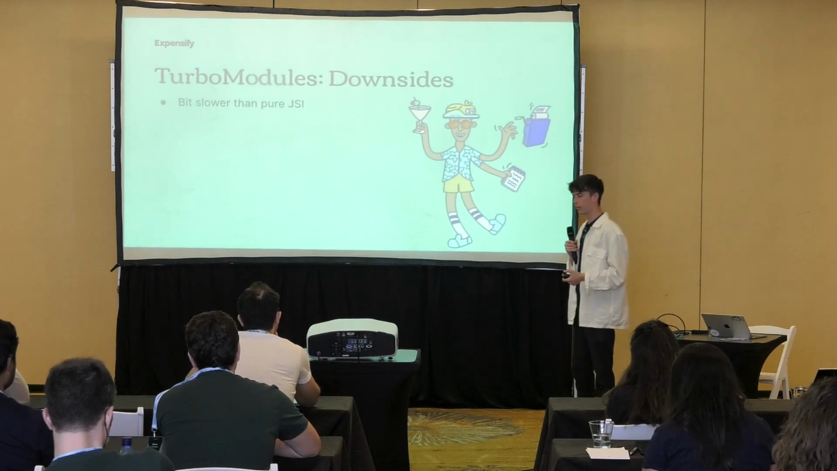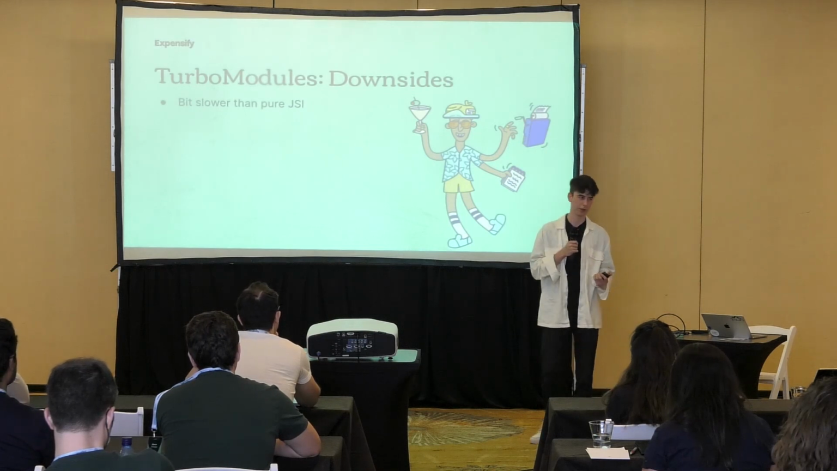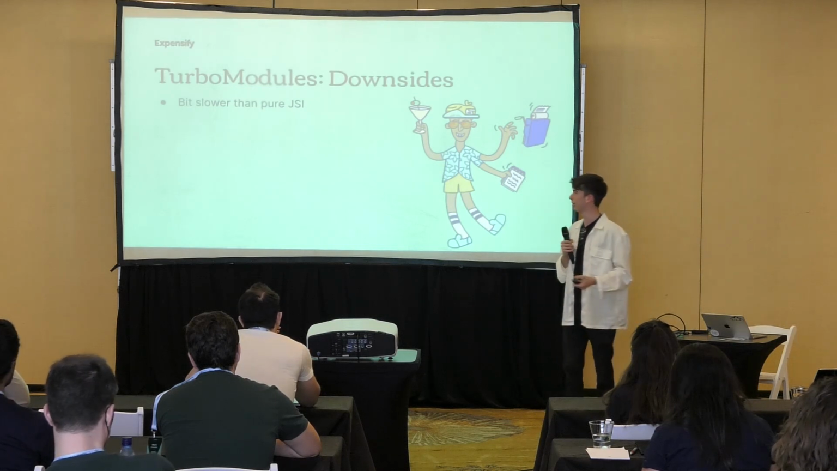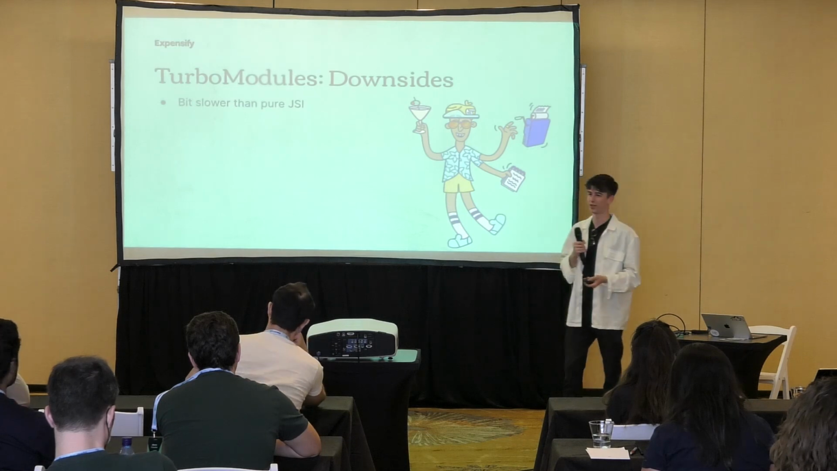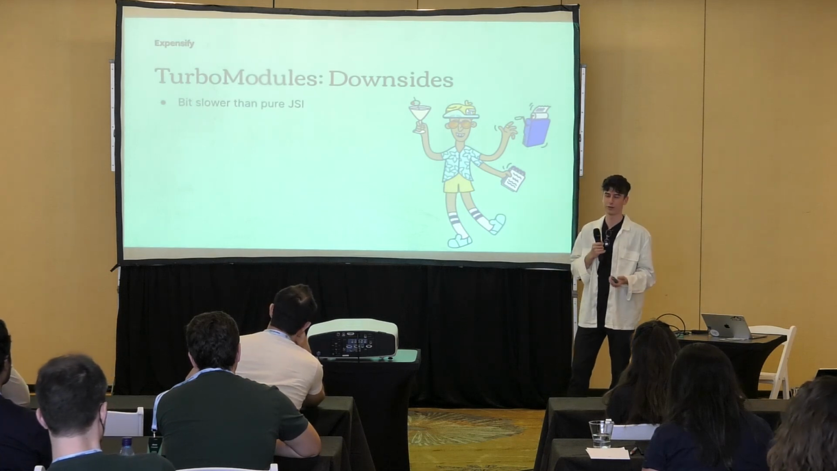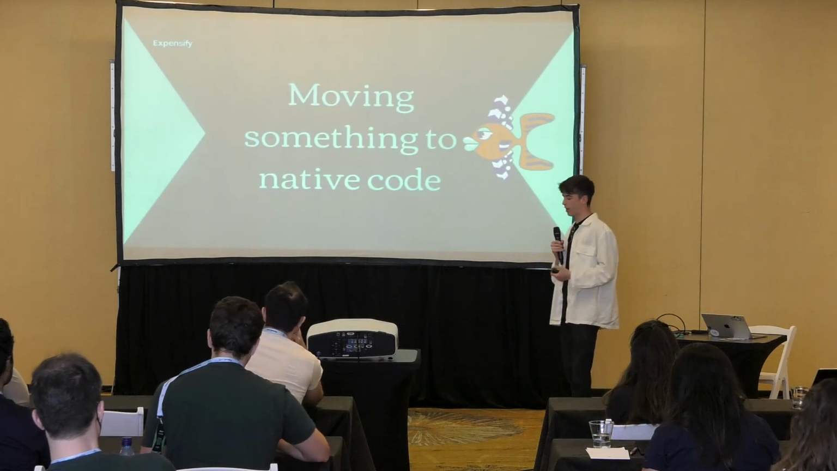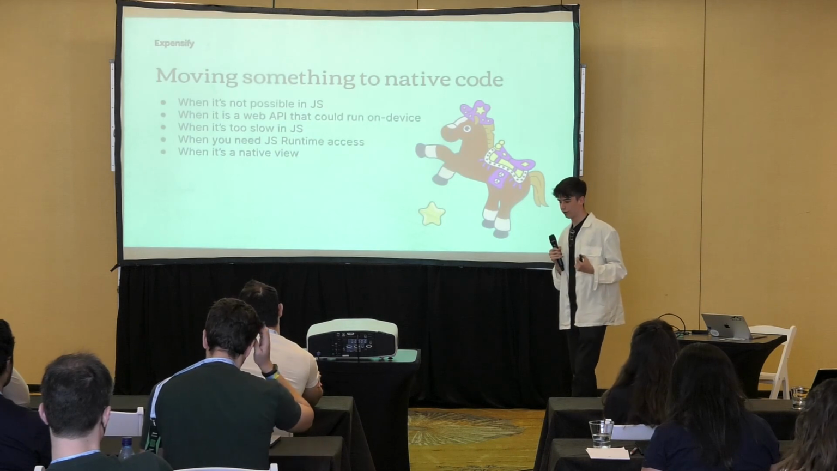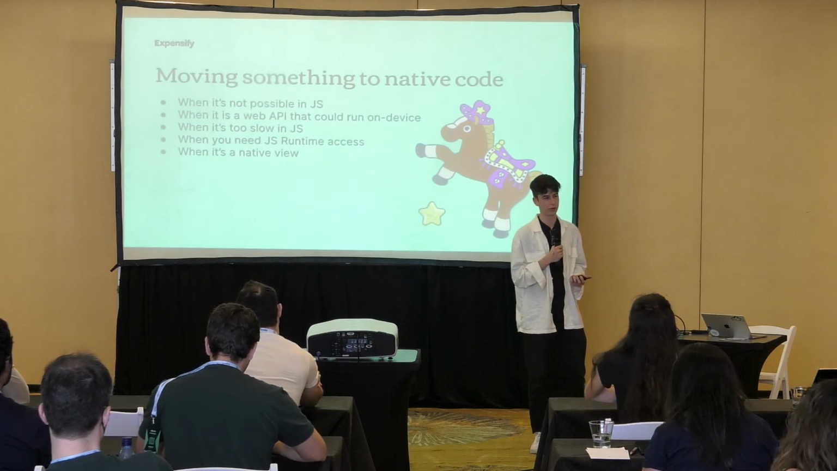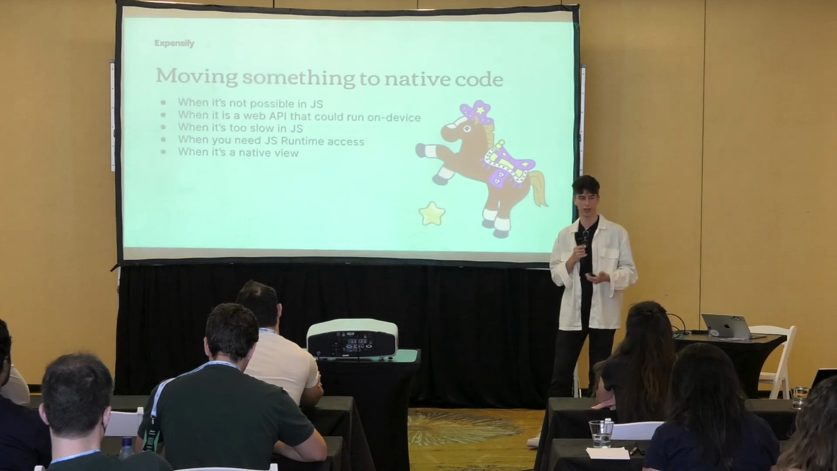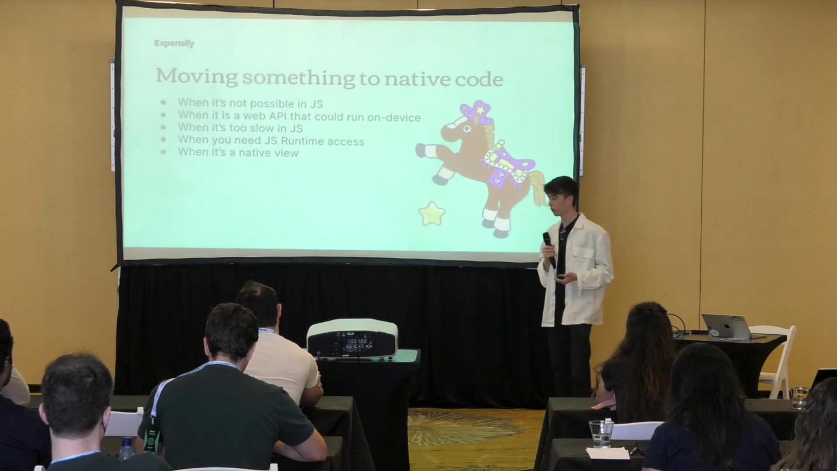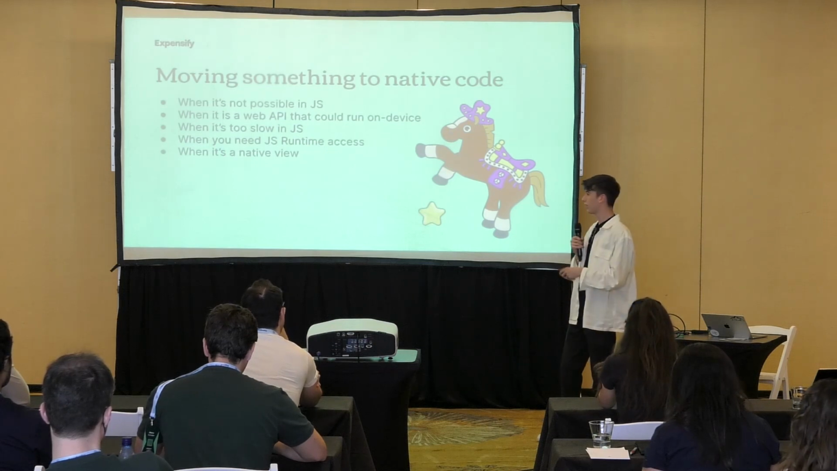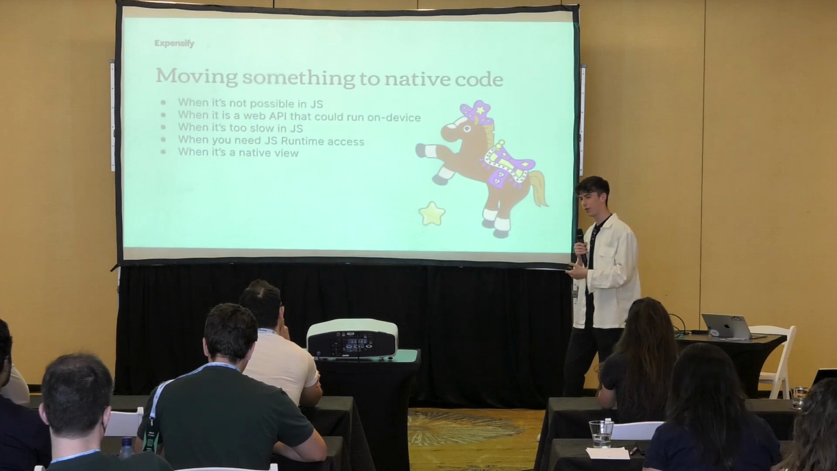The downside is that it is a bit slower than JSI. That's obvious, I think, because there's an additional abstraction over JSI, so you can't really match the pure speed of C++ JSI. But it's still really fast. So, moving something to native code. You have a few reasons to move something to native code. In general, you should do as much in JavaScript as you can, unless it's really complex to do so. I've put some points here, and we're going to see some examples in a second of when it actually makes sense to move something to native code.